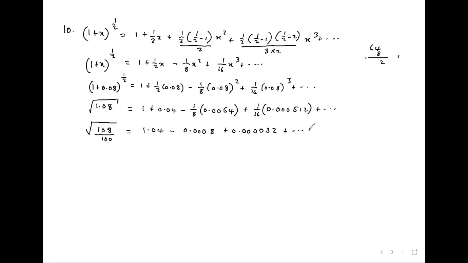So the question is, we must find the value of root 3 using this. The root of 100 is known, so we can extract 100 as 10 out of the root and then do the subtraction. What is 1.04 minus 0.0008?